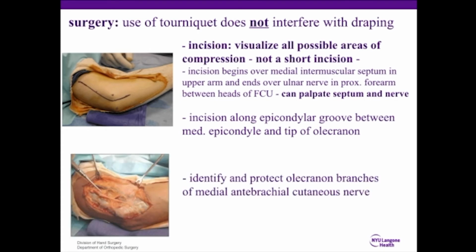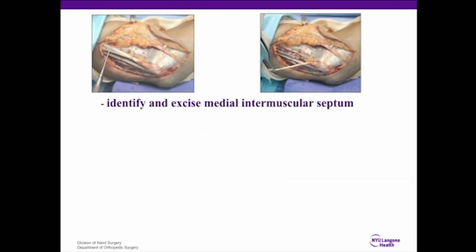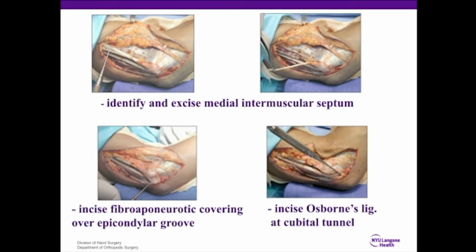It's important to identify, protect, and mobilize the olecranon branches of the medial antebrachiocutaneous nerve that are always in that area. The medial intermuscular septum is identified and excised. I usually leave a little bit of it near its insertion to help suture the flexor pronator muscle to the most proximal part of it. And then the fibroaponeurotic covering of the epicondylar groove is incised. And finally, Osborne's ligament is incised over the cubital tunnel.